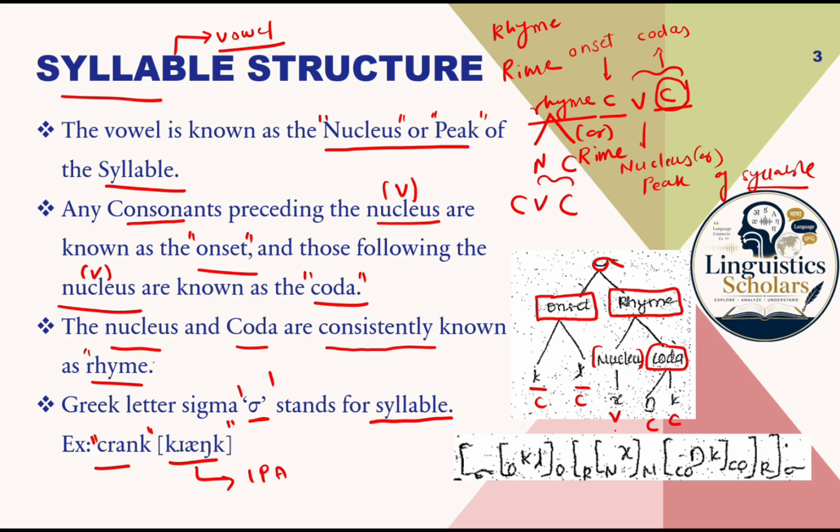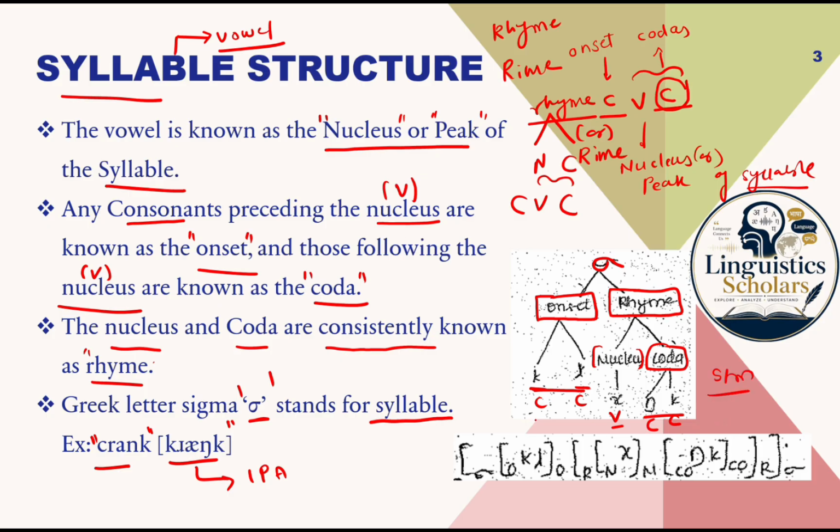So it always consists of vowels, but some languages also permit liquids and glides. In the coda it has n and k. So crank has two consonants preceding the vowel and two consonants following the vowel. Apart from the tree structure, you can also write the structure in linear order.